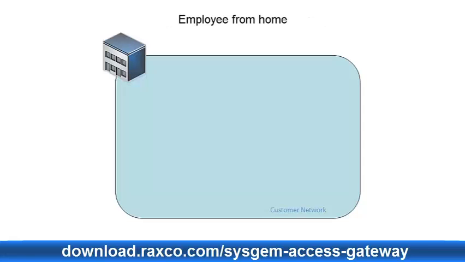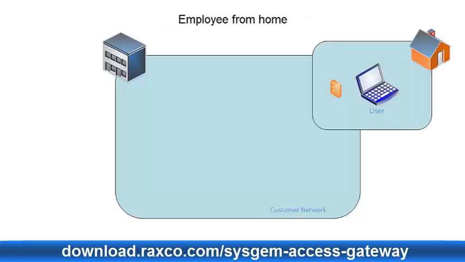Now let's have a look at the situation where an employee is at home and needs some assistance. The workstation in the home location has no direct connection to the network on the customer site, but it does have internet access. Firewalls in both the home and office environments prevent direct communication between the two. Sysgem's Access Gateway is installed on a server on the inside of the customer's network and can be reached from the outside via the internet, but will only allow connections to be established if access is authorized.